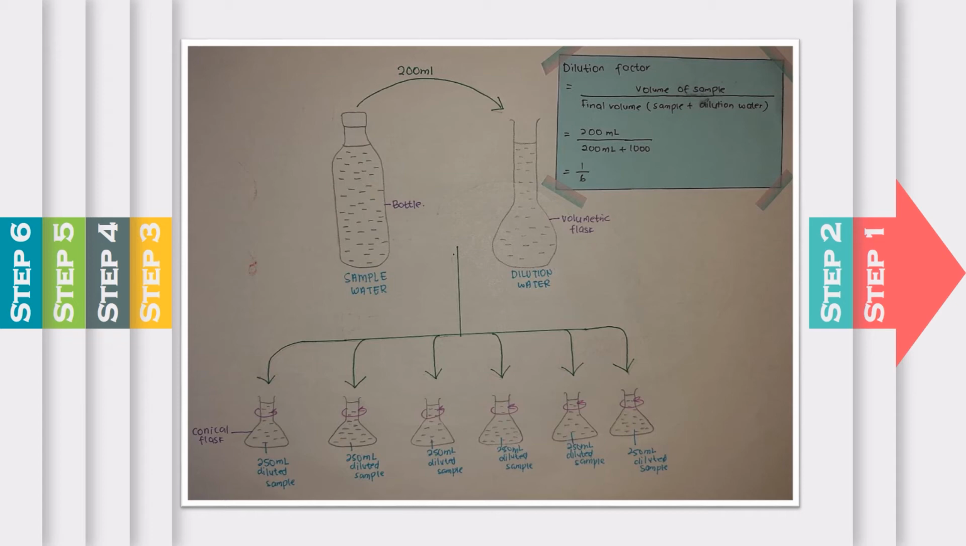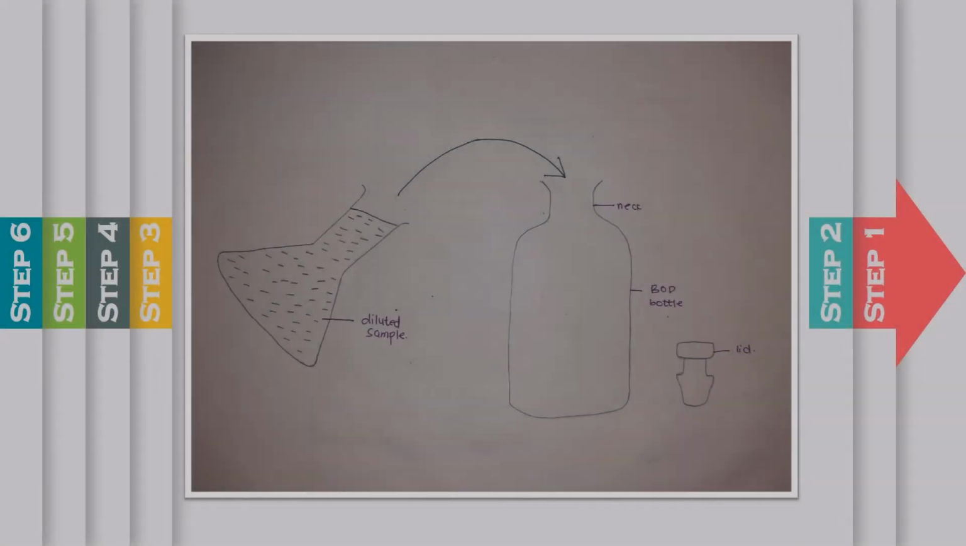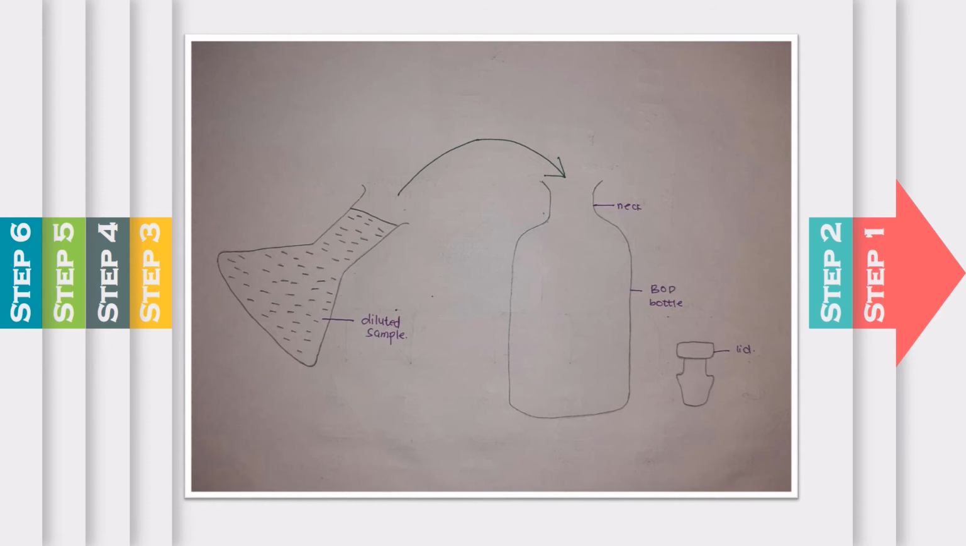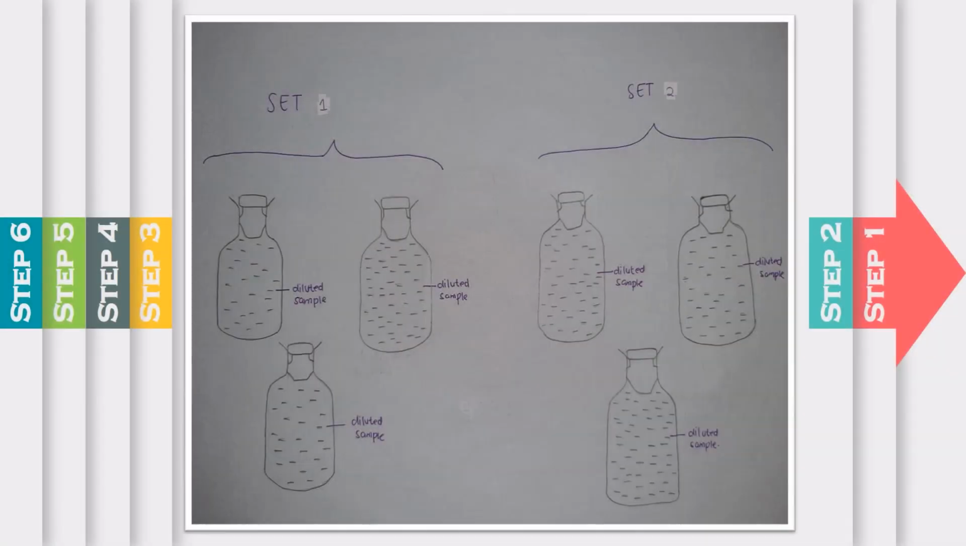Next, mix and aerate the diluted sample until saturated with air. Slowly pour the diluted sample into a clean BOD bottle without creating air bubbles. Allow the water sample to overflow the neck of the bottle and insert the stopper firmly. After that, you must prepare 2 sets of BOD bottles filled with the diluted sample. Each set is composed of 3 bottles. Label the bottles with set 1 and set 2.